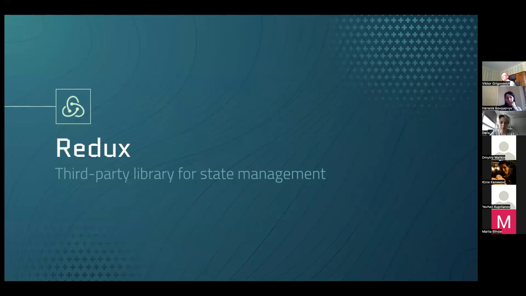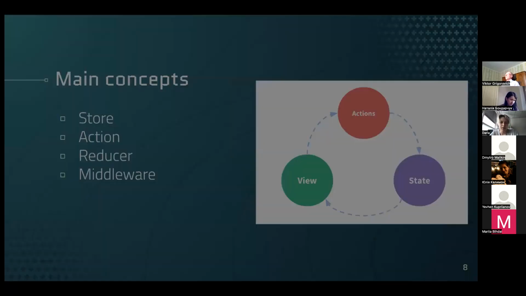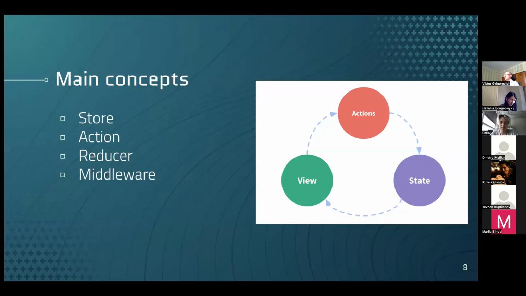Redux is a third-party library for state management that is used in front-end applications. At some point, it has become very popular. It has its advantages, such as scalability, and it helps make maintaining the application state predictable. The main concept behind Redux is that the entire state of an application is stored in one central location.